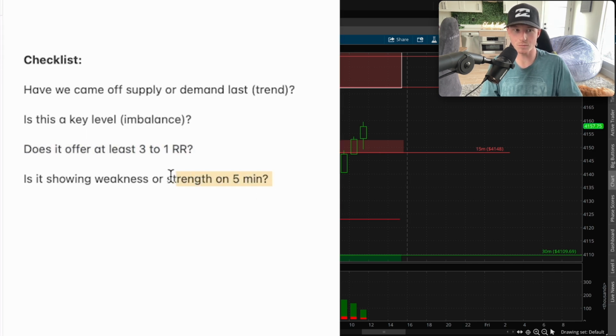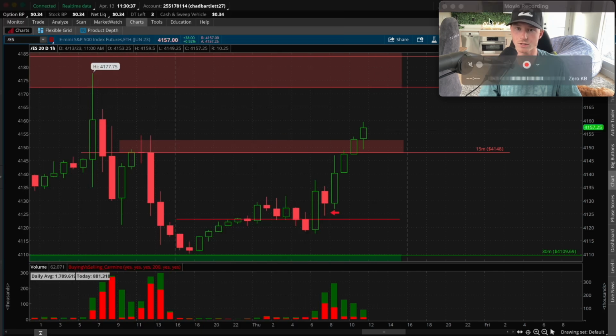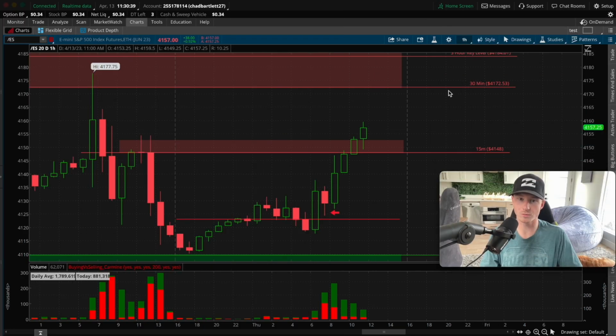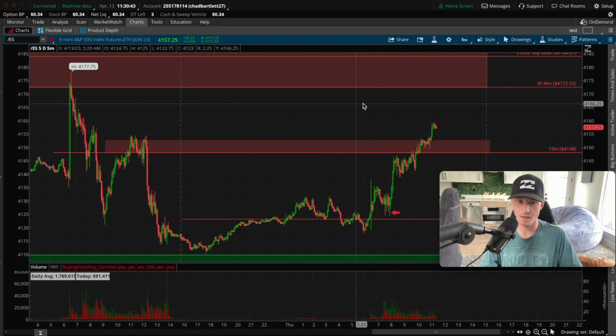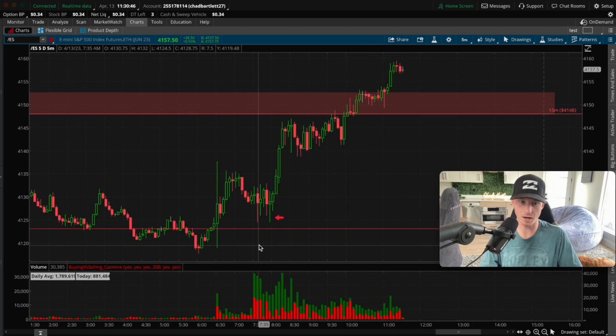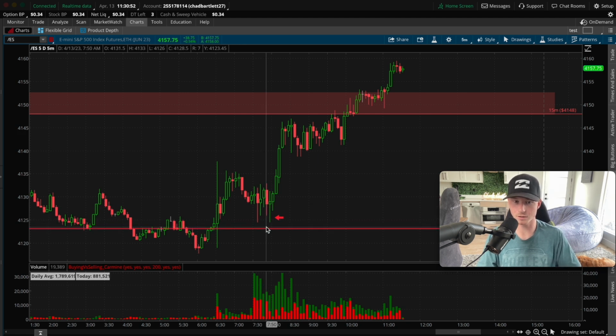And then the last thing I'm looking for to actually tell me, listen, let's enter this trade: is it showing weakness or strength on the 5-minute chart? Since I was only playing long because we determined the trend, I was looking for strength, right? So now I can zoom into the chart more. I can go to our 5-minute chart and we can see that, basically what my arrow is pointing to, every time we got near this level, this key imbalance level that I just showed you, kind of how we determine this, right? Buyers bought it up.